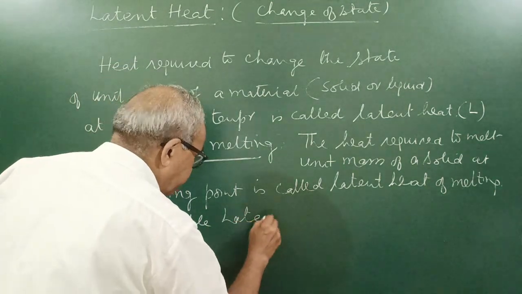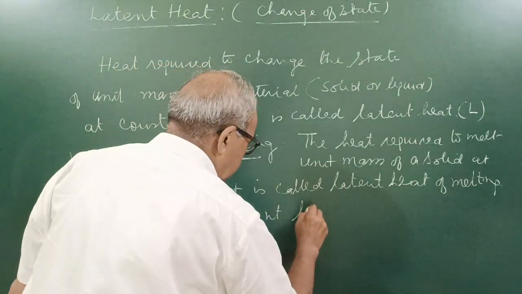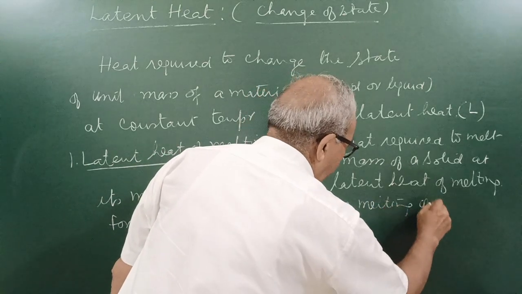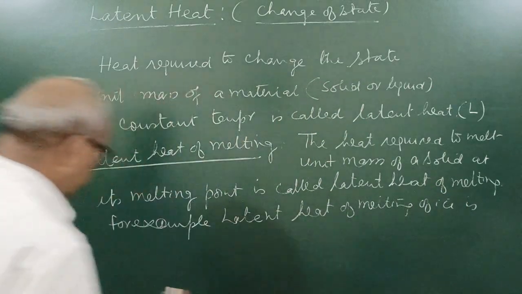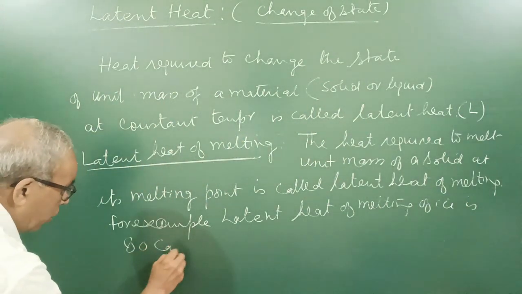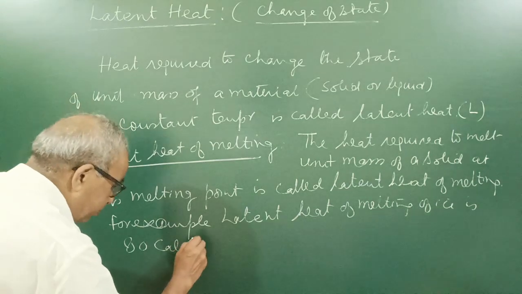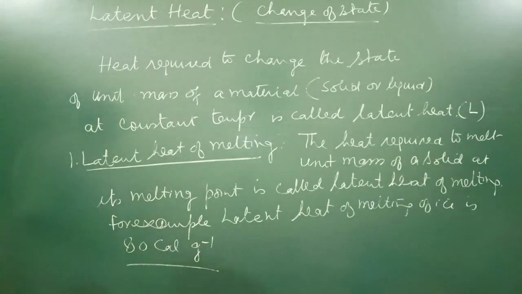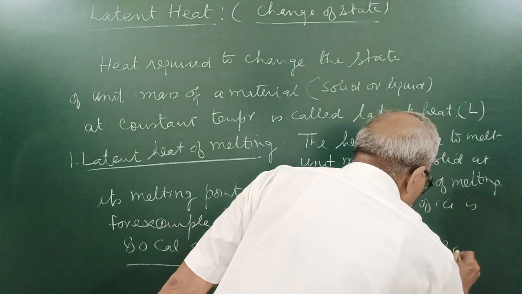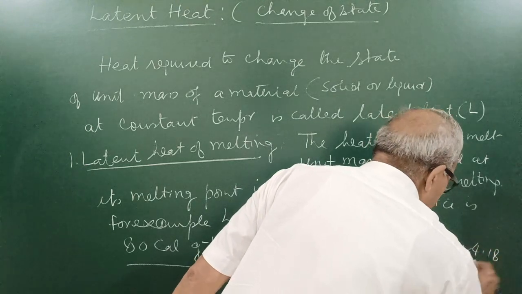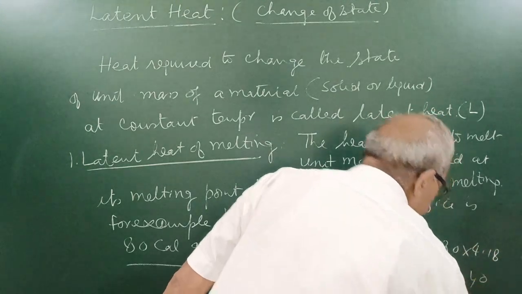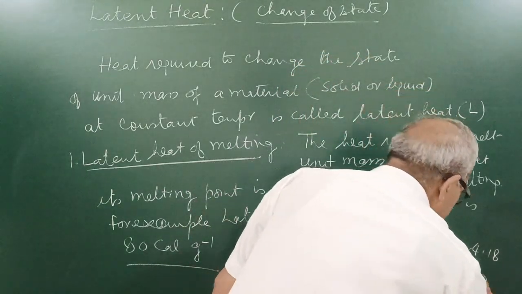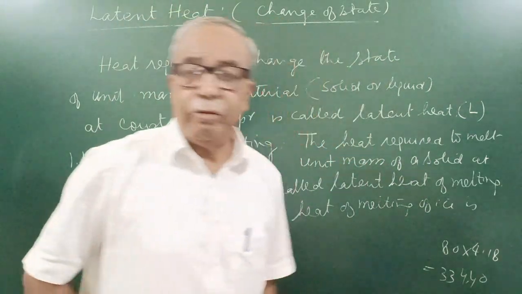For example, the latent heat of melting of ice is 80 calorie per gram. You can convert it to joule using 4.18 joule per calorie. Some people write it as 335.